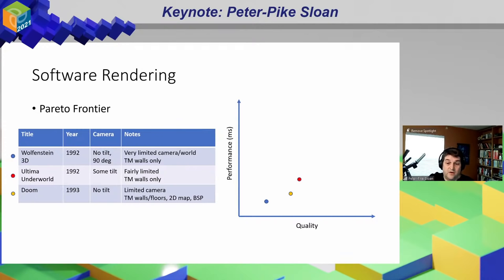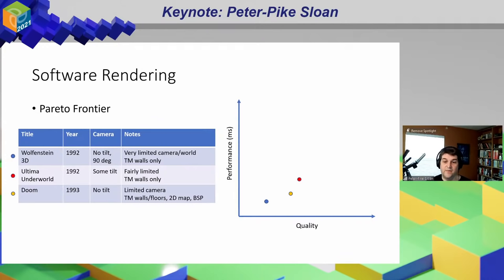And then Doom, of course, everyone knows. And this essentially had also no camera tilt and did texture mapping on the walls and floors. And a big thing that got performance on these early games was offline pre-processing. So in Doom in particular, you would do this BSP compile step that was sort of 2D.